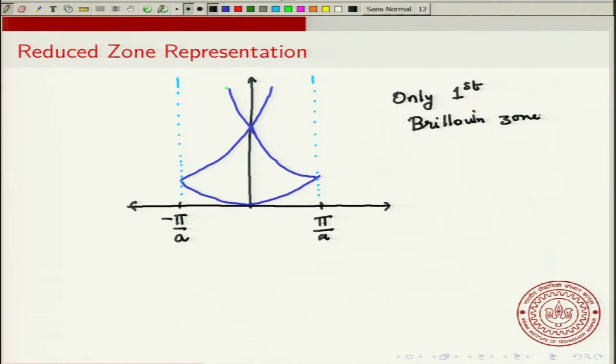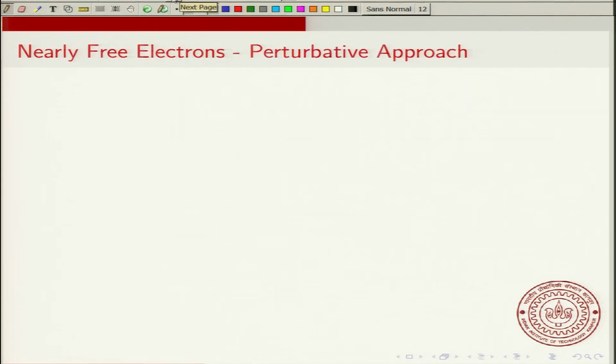Now let us ask the question, what happens if there is a small interaction, a weak interaction in this band structure. What happens to the band structure if there is a weak interaction, and formally this is done using nearly free electrons. It is a perturbative approach. So, the ions cause a small perturbation to free electrons.